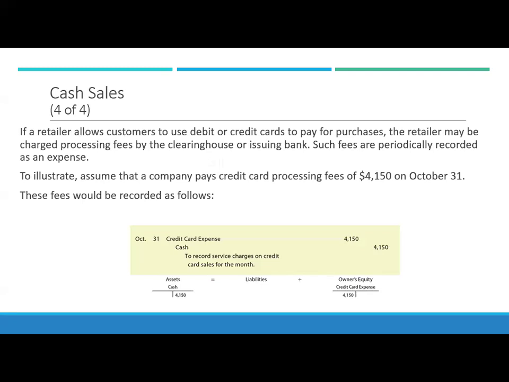So at the end of the month, they get their statement from Visa or MasterCard, and it says they charged them 4,150 in fees. So they just debit credit card expense for that amount, and they credit cash. So those are recorded directly just as an expense. It's not a reduction in revenue. It's an expense of the business.